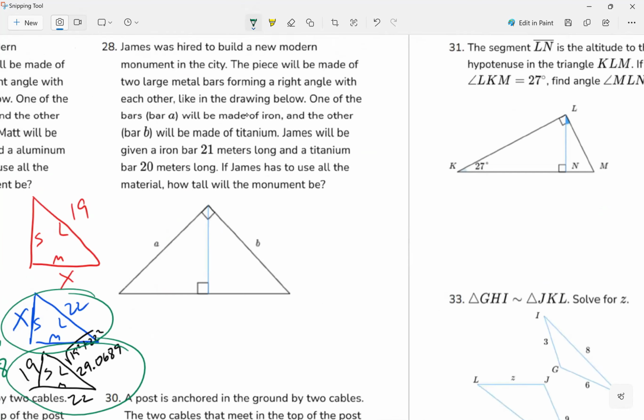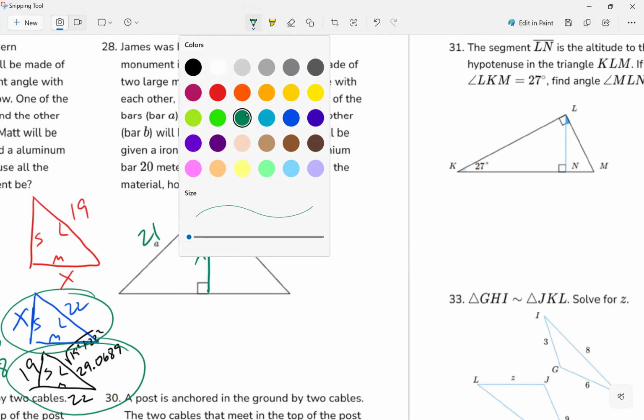James was hired to build a new modern city. The piece will be made of two large metal bars forming a right angle with each other, like in the drawing below. One of the bars will be made out of iron and the other one will be made out of titanium. The iron is 21. So this is 21. The titanium is 20. How tall is the building? I'm going to call this X.